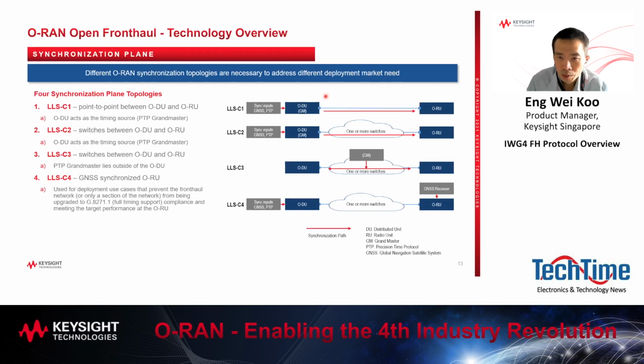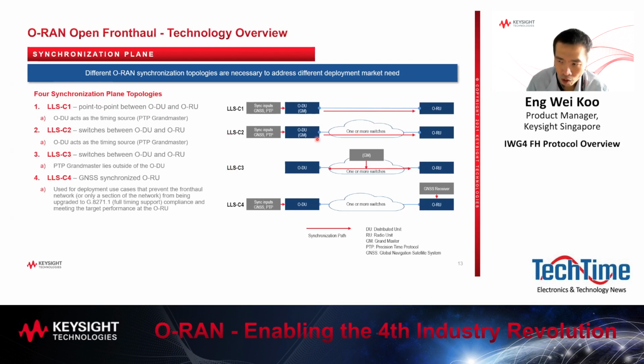So C1 is the simplest configuration, whereby the synchronization grandmaster is running within the ODU, and the red color, basically the arrow, represents the synchronization path, right? These are basically when the PTP signals are being sent to the ORU. This is the simplest. We've actually seen most commonly implemented in the network the LLS C2 and C3.